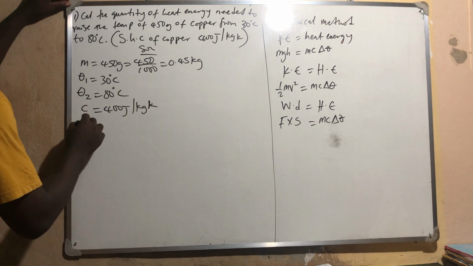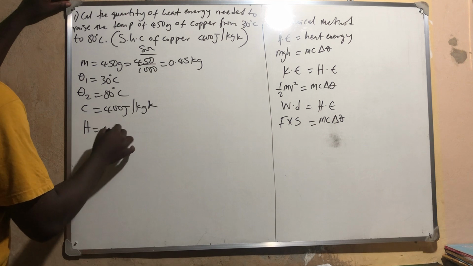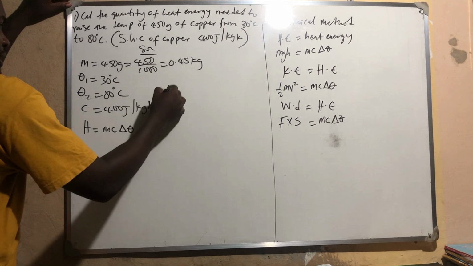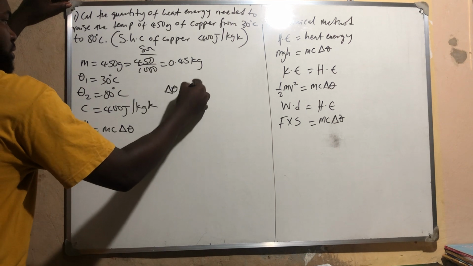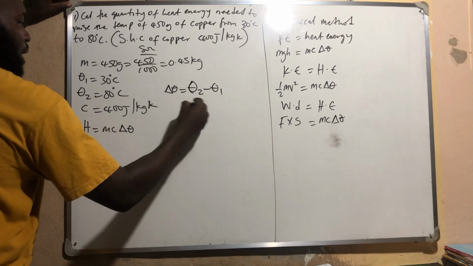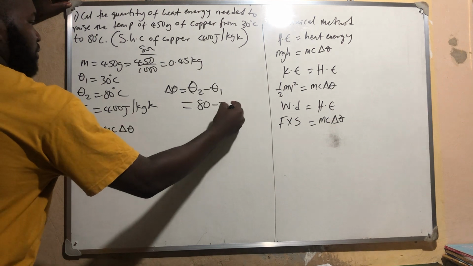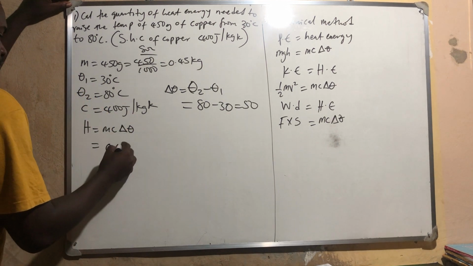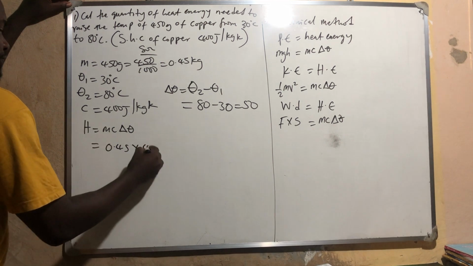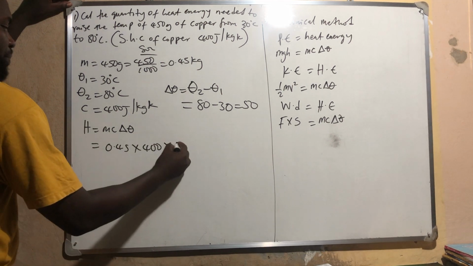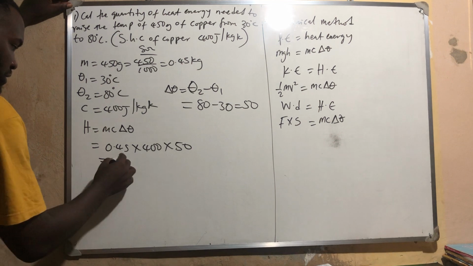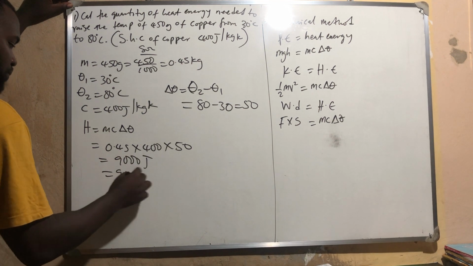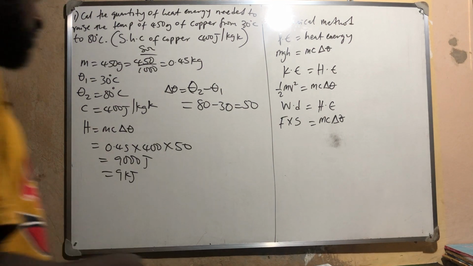And I know that my heat is equal to MC change in temperature. So let me get my change in temperature, which is theta 2 minus theta 1, which is 80 minus 30, which is 50. So now my M is 0.45 times my C is 400 times my change in temperature is 50. If you multiply everything, you'll have 9,000 joule, which is 9 kilojoule. Very, very simple question to calculate.